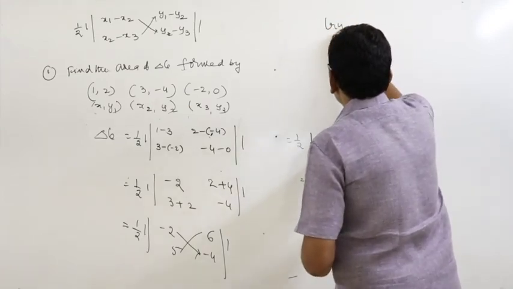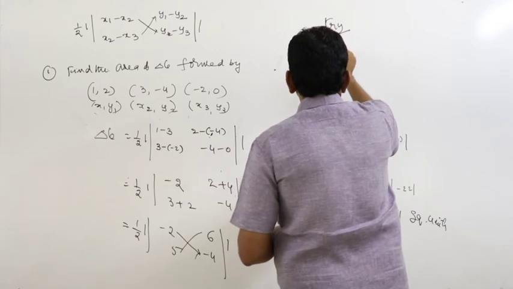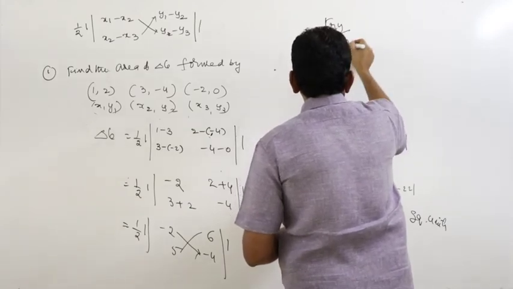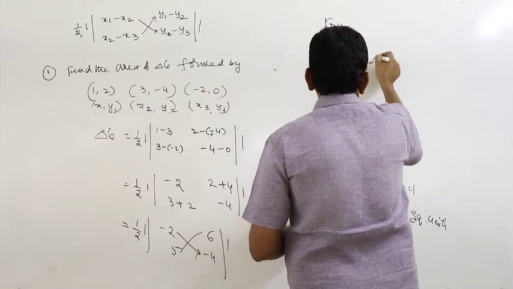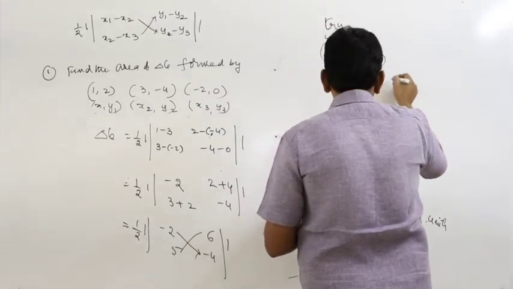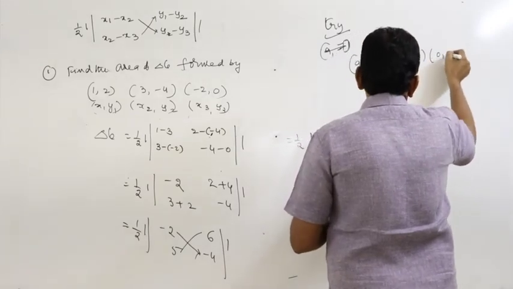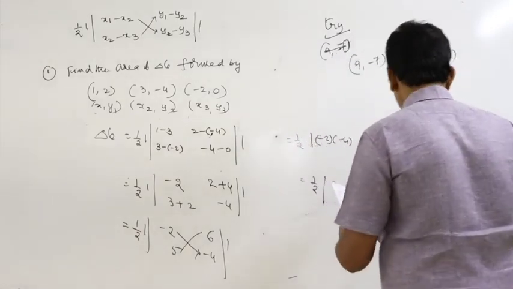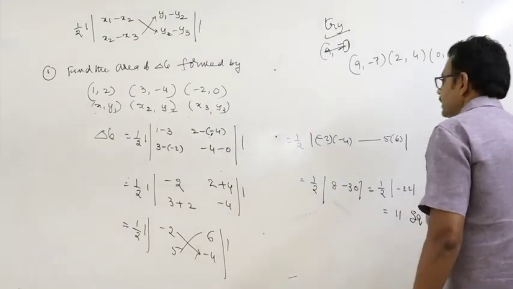Next problem. The points 9 comma 7, 2 comma 4 and 0 comma 0. Find the area. Answer: 25 square units.